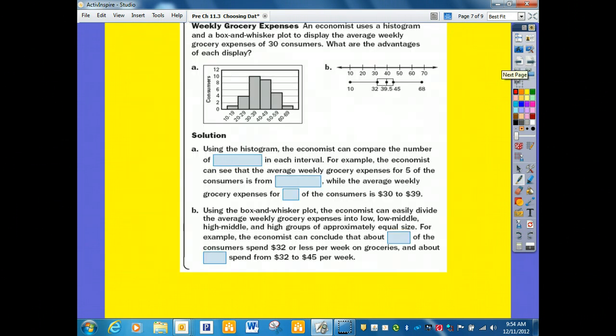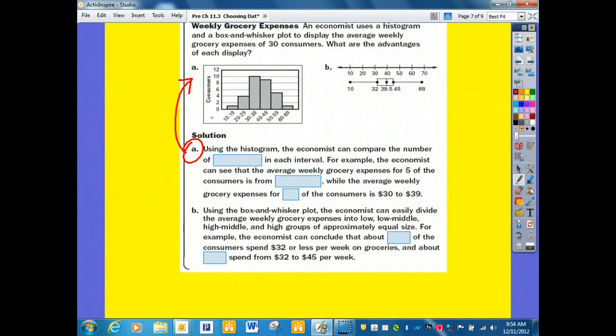How about here? Weekly grocery expenses. An economist uses a histogram and a box and whisker plot to display the average weekly grocery expenses of 30 consumers. What are the advantages of each display? Well, let's look at letter A. Looking at the what graph? Letter A is which one? What do we call this one? The histogram. The bar graph using the histogram.